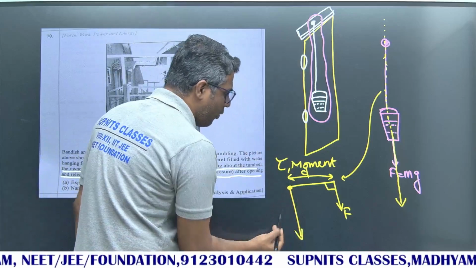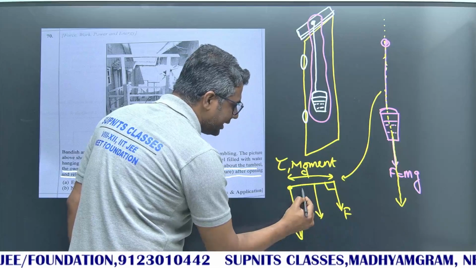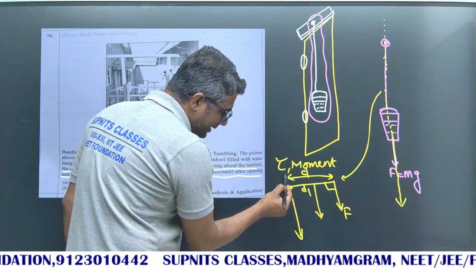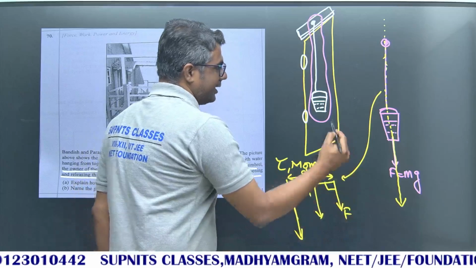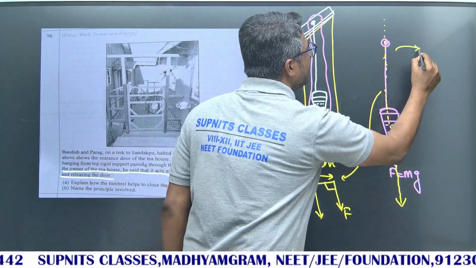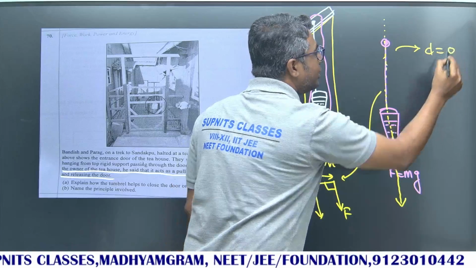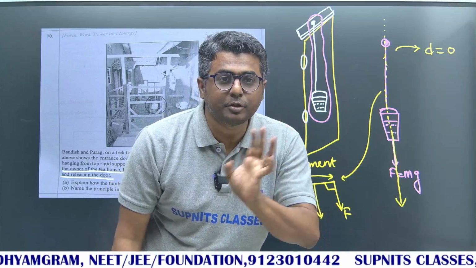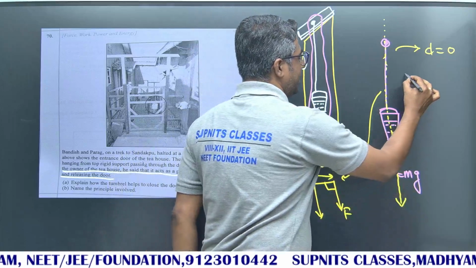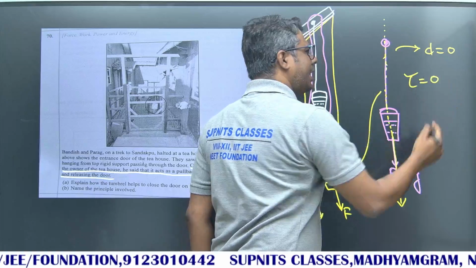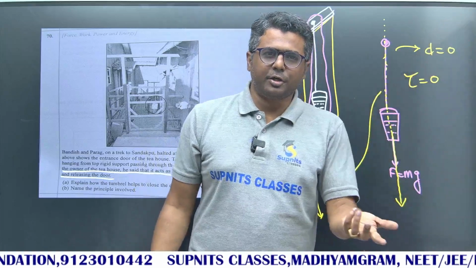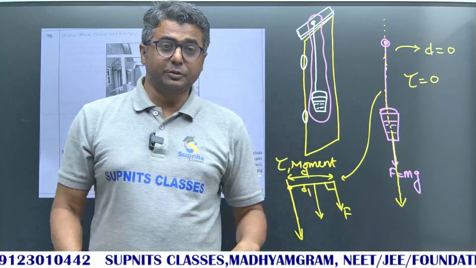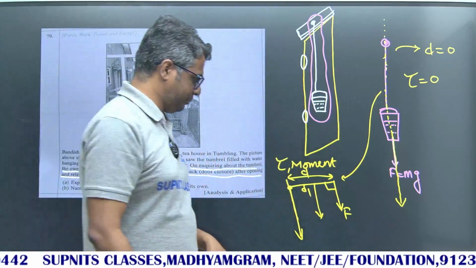So, what is d now? If it was here, say it is d1, now it is exactly on the pivot. So, I can say that here the perpendicular distance d is equal to 0. So, no torque is acting. Here torque is 0 and hence the door remains as it is, no problem. So, how does it act as a pullback now?